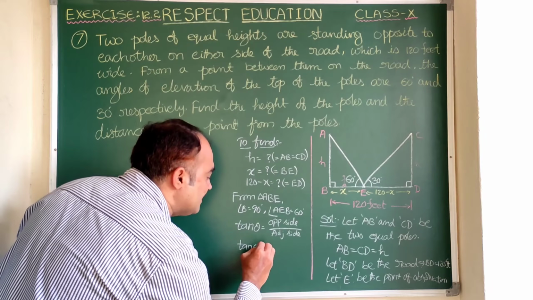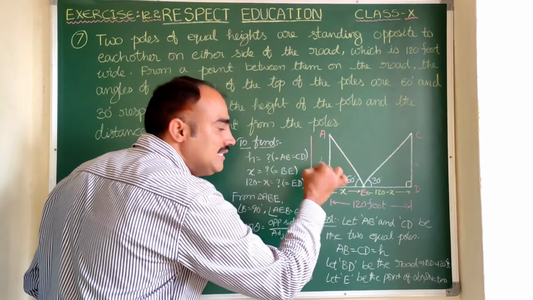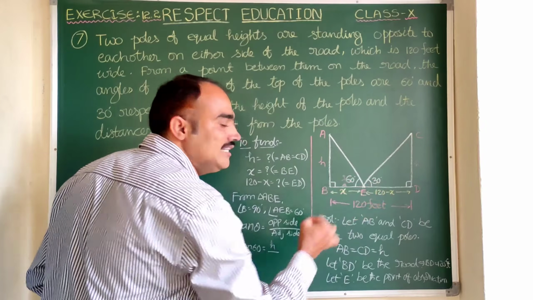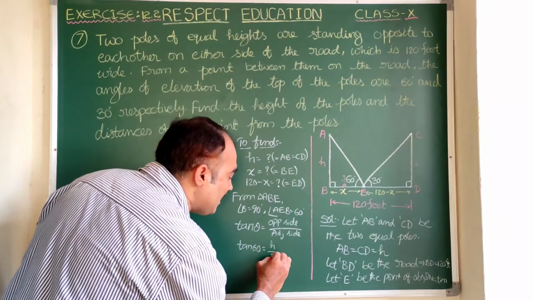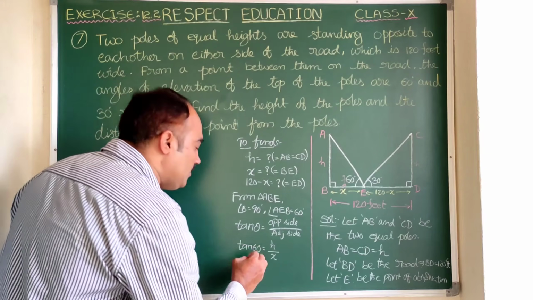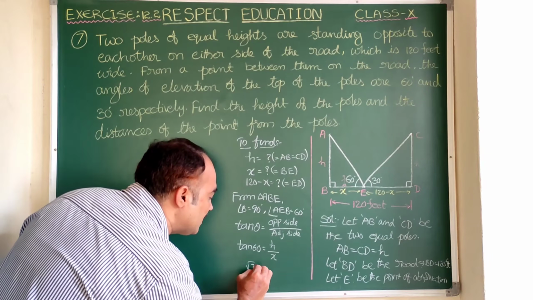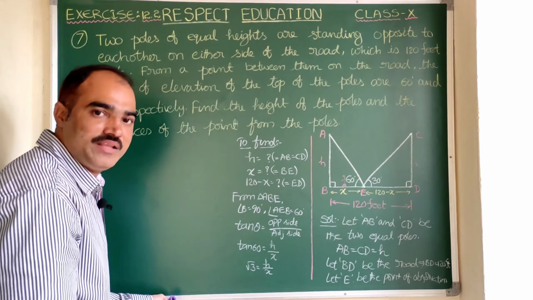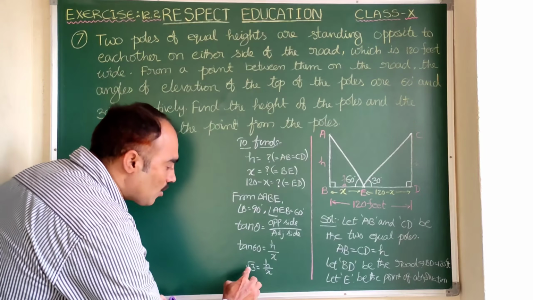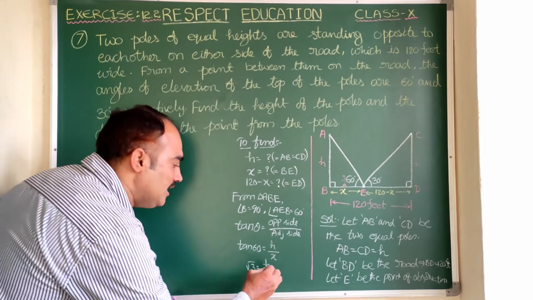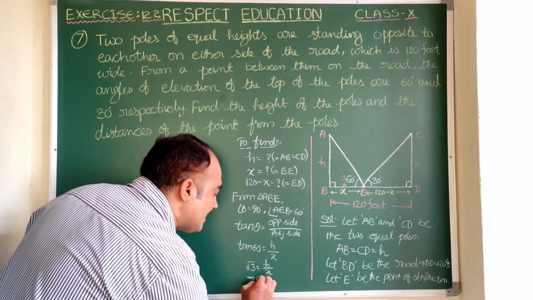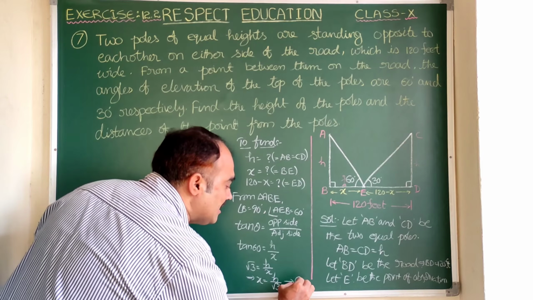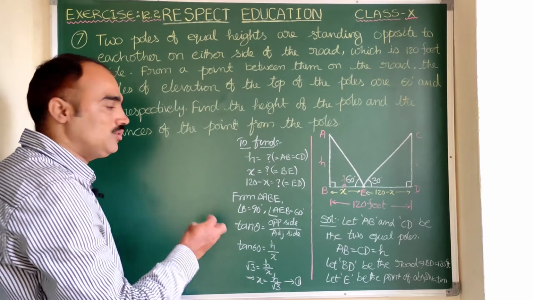Tan 60 degrees is equal to opposite side AB, that is nothing but H, by adjacent side BE, that is nothing but X. As we know, tan 60 is equal to root 3, so root 3 is equal to H by X. Now let us do cross multiplication. Root 3 into X equal to H. It can also be written as X is equal to H by root 3. Let us take it as equation number 1, which will be used further.